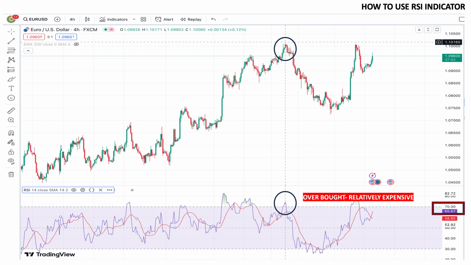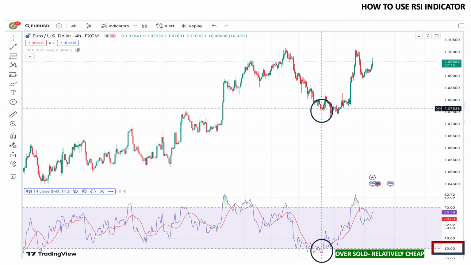So it's a relatively expensive area, and when things are expensive, you don't buy. Nobody wants to buy in an expensive area, so automatically the price goes down and it's being sold at a discount level. So that is how to use an RSI.